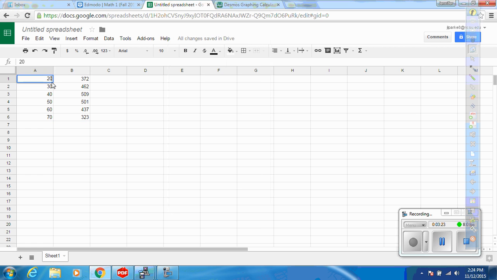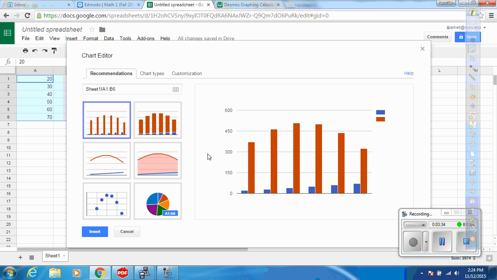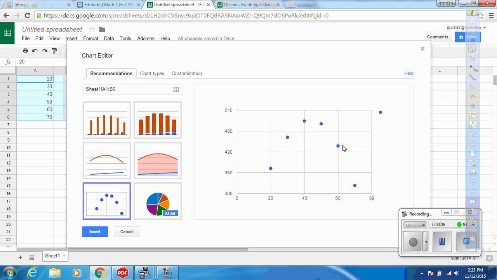If we're doing it on the spreadsheet, don't forget that you have to highlight the data, and you go to the chart. You're going to insert a chart, and you have to go through actually making the whole graph. So do a scatter plot. Oh, look at it. It looks like a nice little parabola.